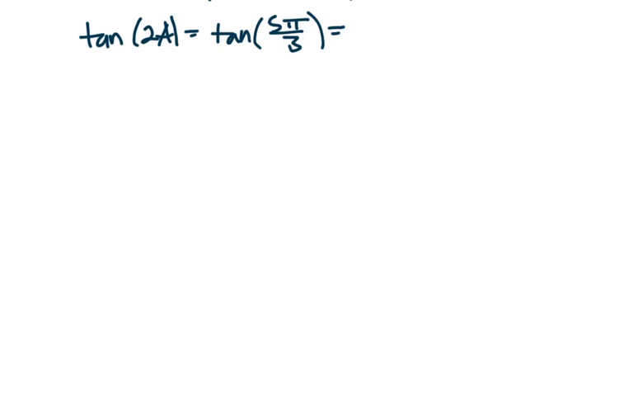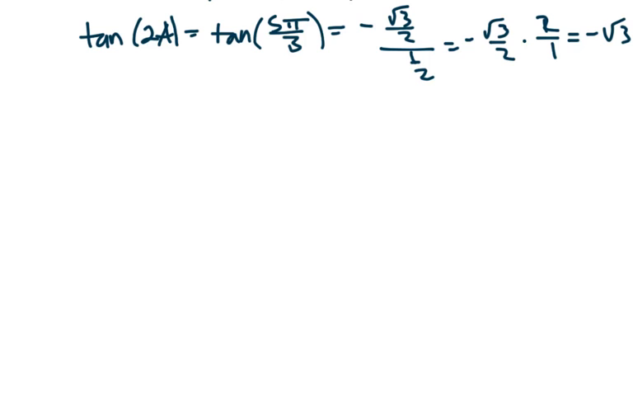5 pi over 3 is still in the fourth quadrant, where tangent is negative. Tangent of 5 pi over 3, well, let's see, tangent is sine over cosine. Sine is root 3 over 2, cosine is 1/2. So this is going to be root 3 over 2 over 1 over 2, which is a fraction divided by a fraction, meaning the fraction times the reciprocal. The reciprocal of 1/2 is 2 over 1, and the 2 on the top and the 2 on the bottom cancel. It's just root 3. So that's tangent of 5 pi over 3, negative radical 3.